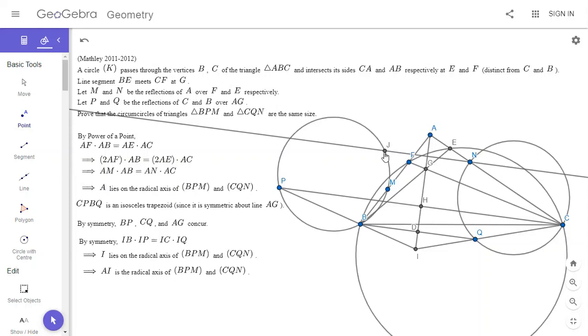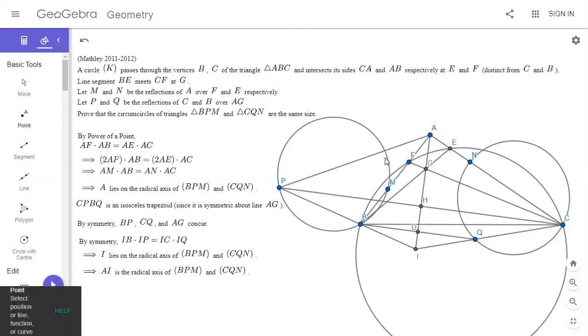So I think that we can also let J be the point where AP intersects the circle, and then try proving that J is the reflection of N. Once we prove that J is the reflection of N, then CQN is basically reflected to BPJ. So both should have similar radii. Okay, I'm going to do it the other way. So yeah, now we want to show that J is the reflection of N.